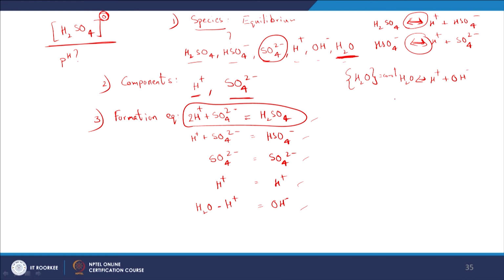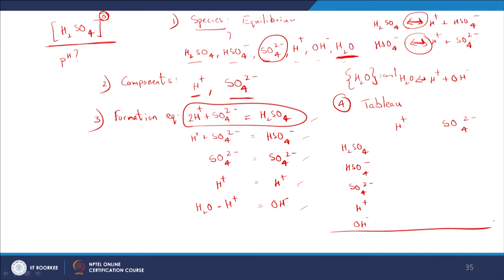So here we are going to go to the Tableau, right. Once you are proficient, you can skip the formation equations and directly go to the Tableau. What are we going to have here? We are going to list the 2 components, and what are they? H plus and SO4 2 minus, and then list the species. They are H2SO4, HSO4 minus, SO4 2 minus, H plus and OH minus, right. And then we are going to have the recipe species, which we are going to talk about later.